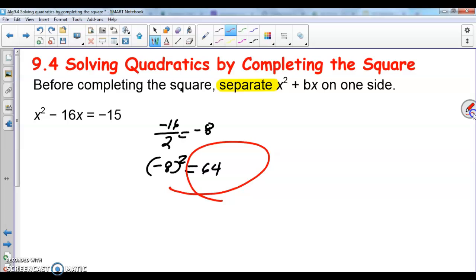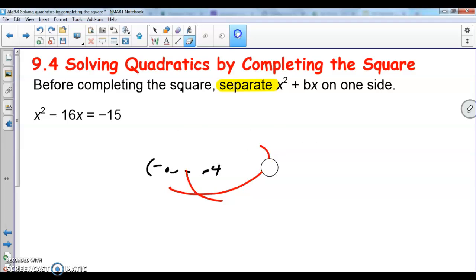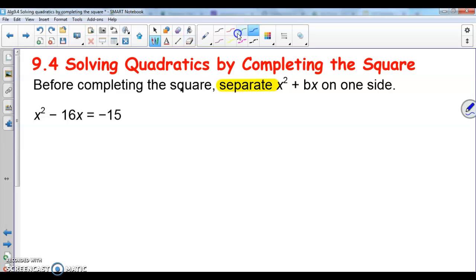64. Let me erase this one so we'll have more space. Okay, so we said that half of 16 is 8, and then when we squared it, we got 64. So we'll have x squared minus 16x, and then we add the 64 to the left-hand side.